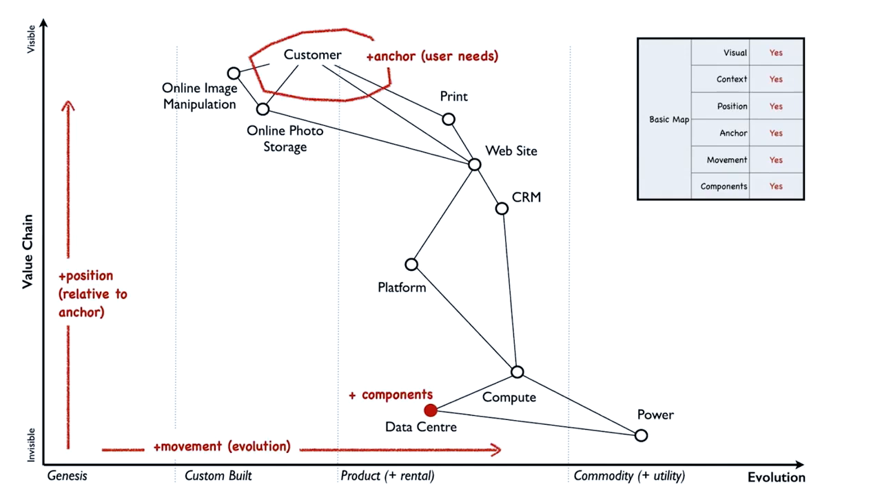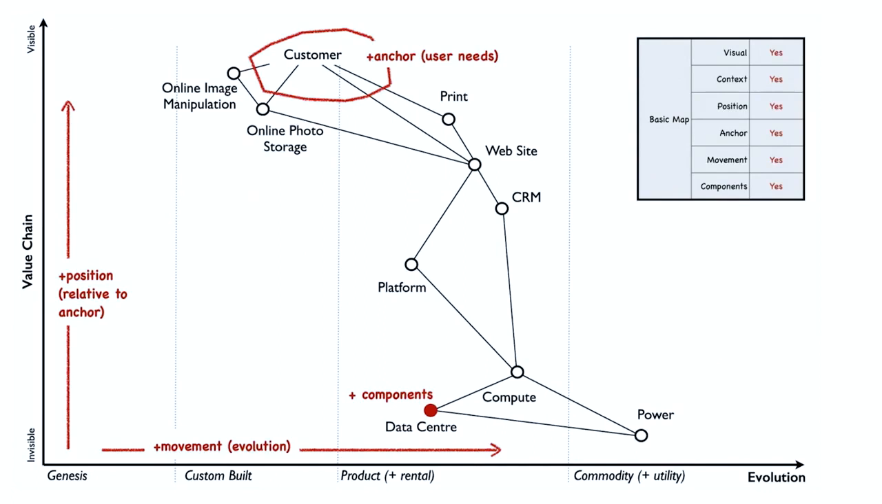A table with 3 columns appears in the top right. The first column reads basic map. The second has 6 cells that read visual, context, position, anchor, movement, components. Next to the second, the third column reads yes for each of the 6 elements. So let's take a moment to familiarize ourselves with the various concepts in the Wardley map so that you'll be able to get the gist of the maps I show next.